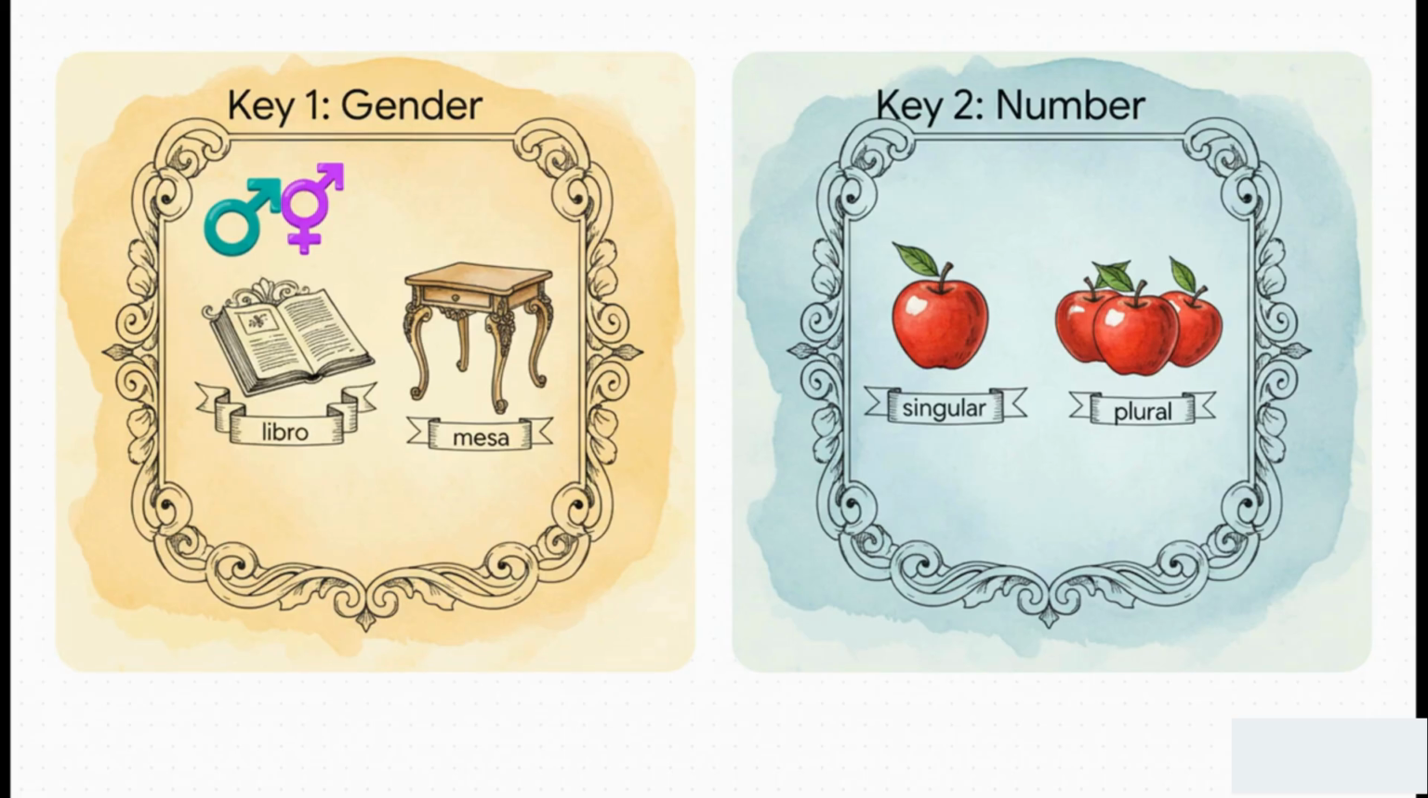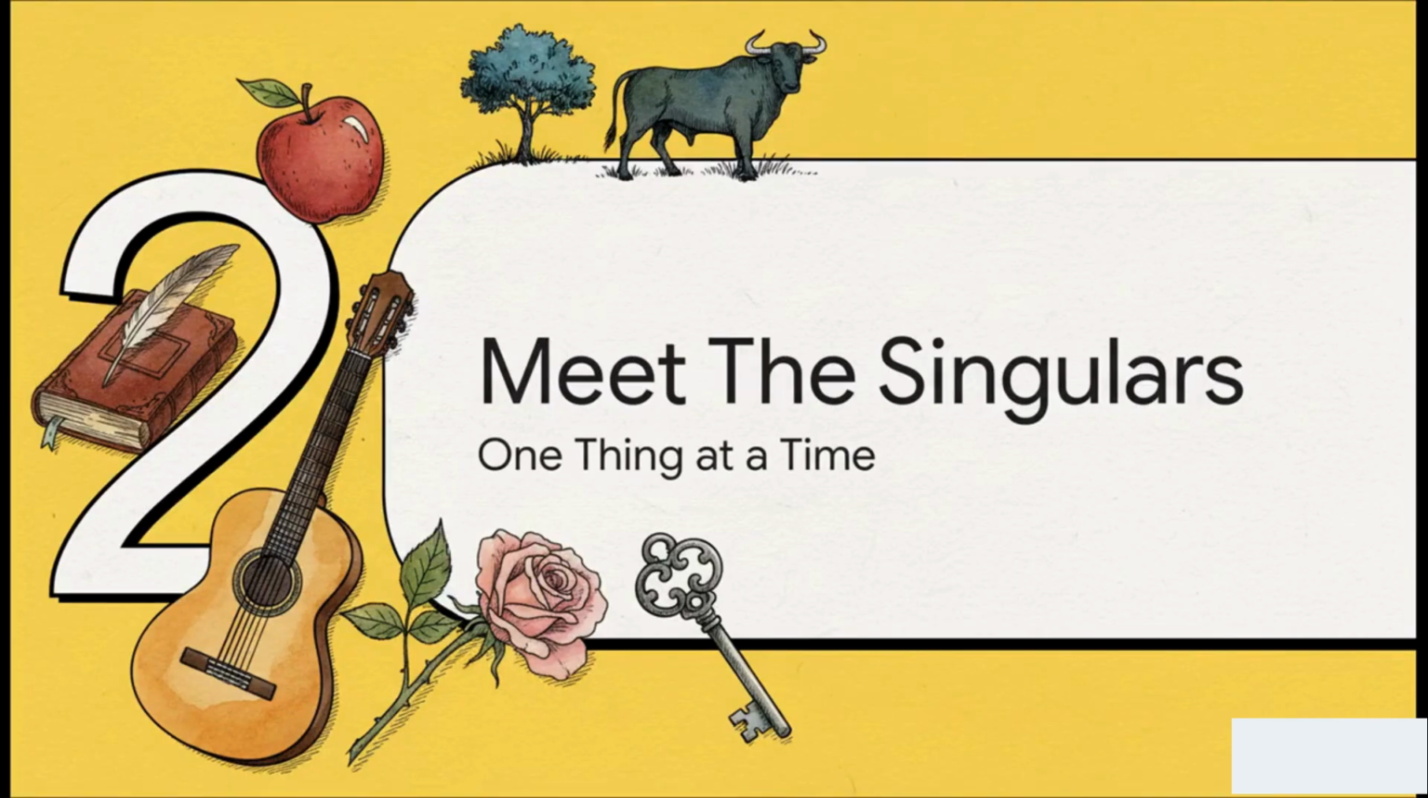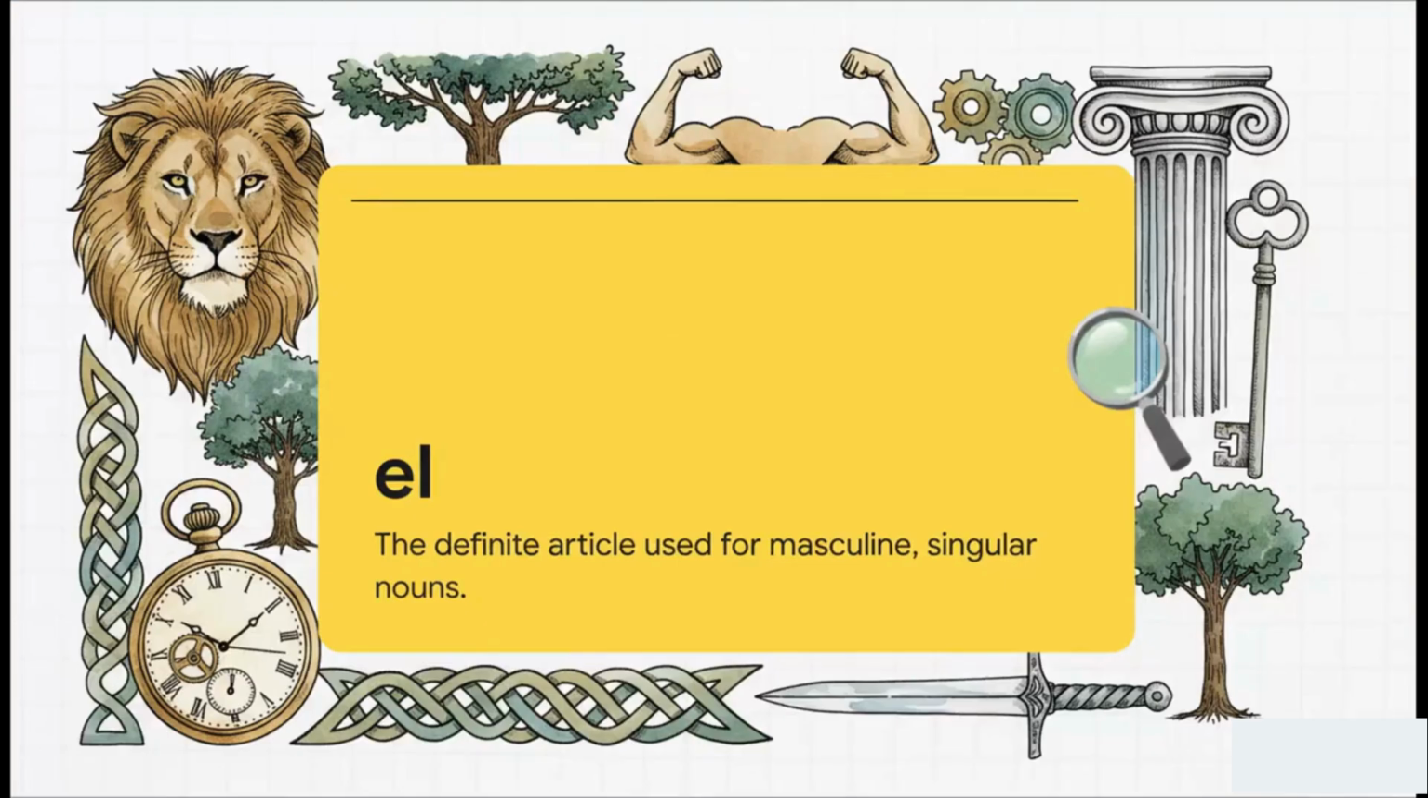And then we have number. This one's way easier. It's exactly what it sounds like. Are we talking about one thing, singular, or more than one, plural? Okay, let's ease into this and start with the singulars. This is when we're just talking about one single item. Nice and simple.